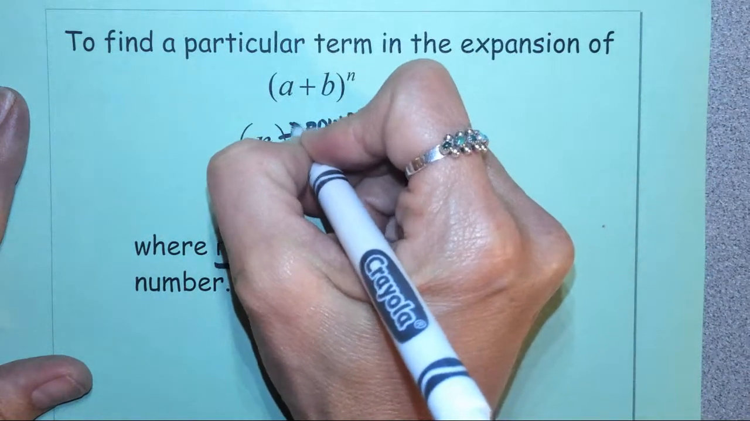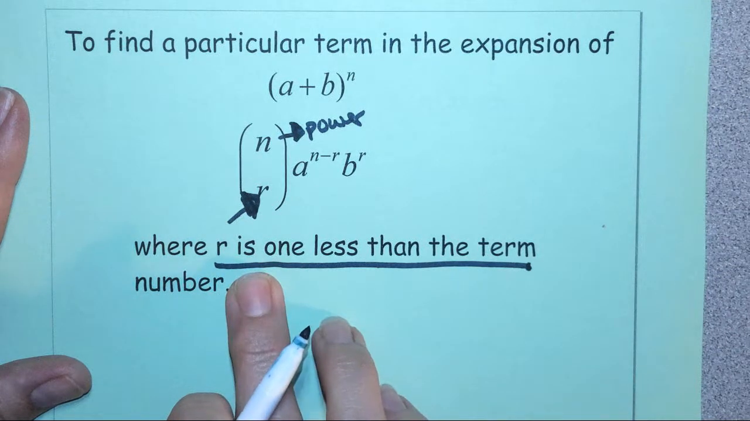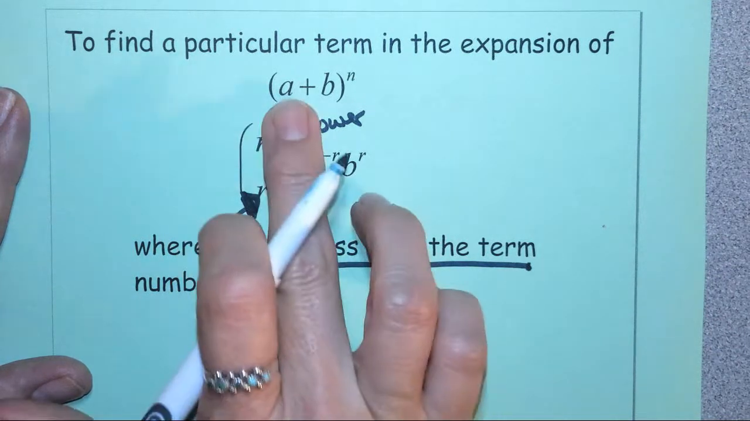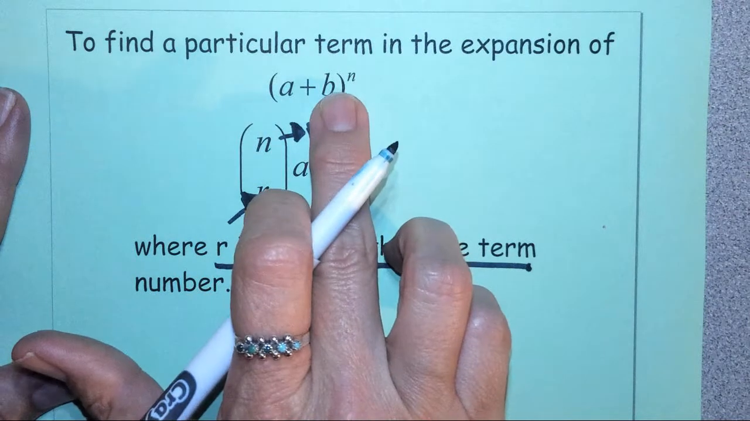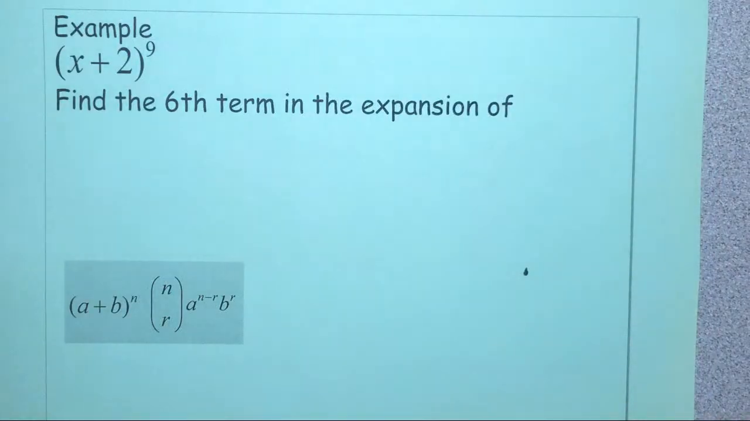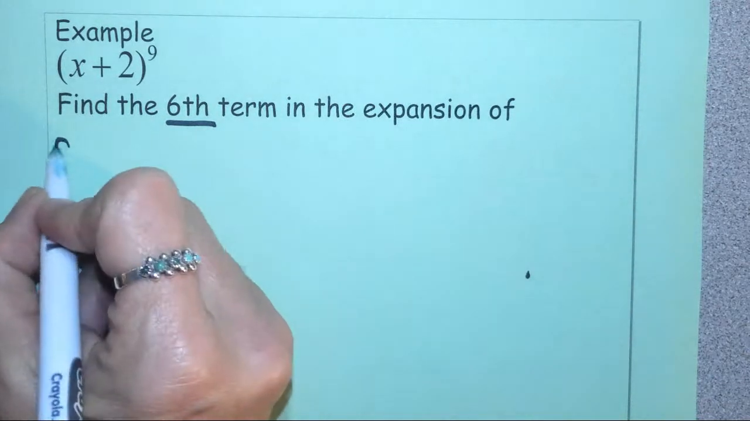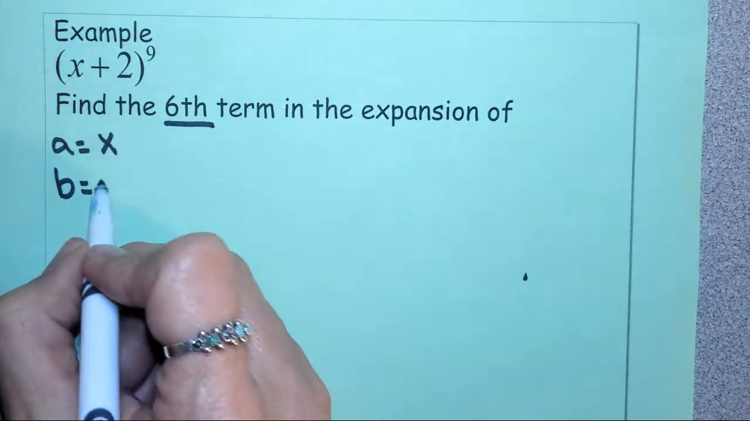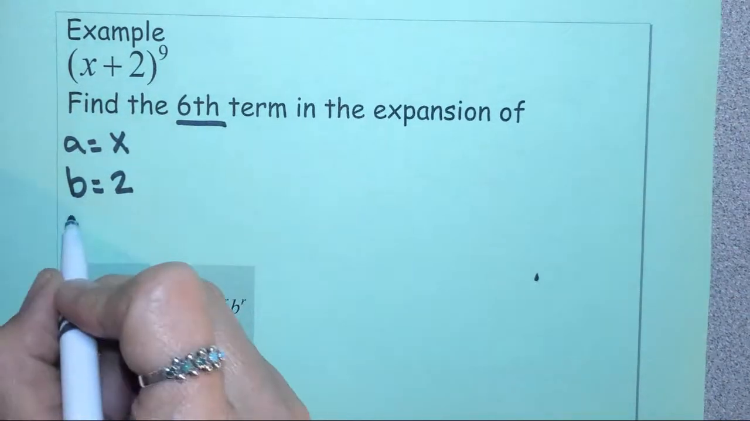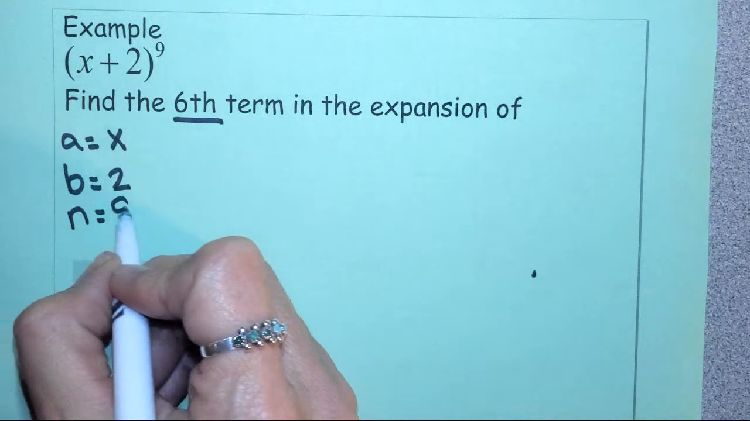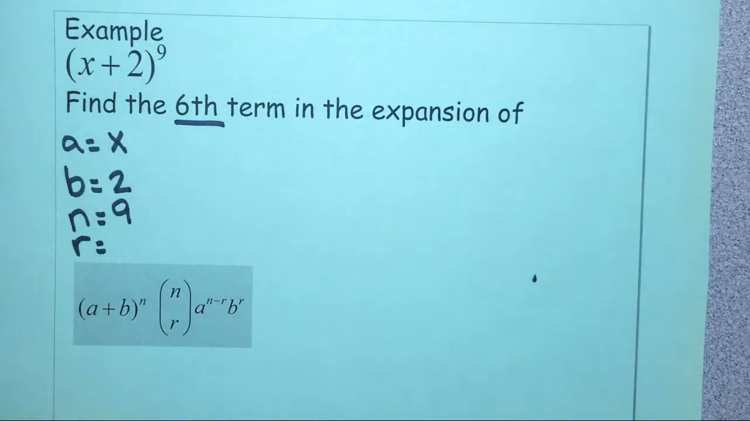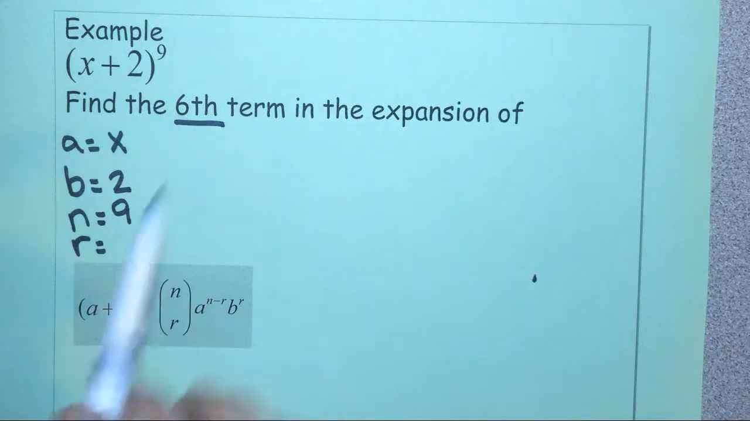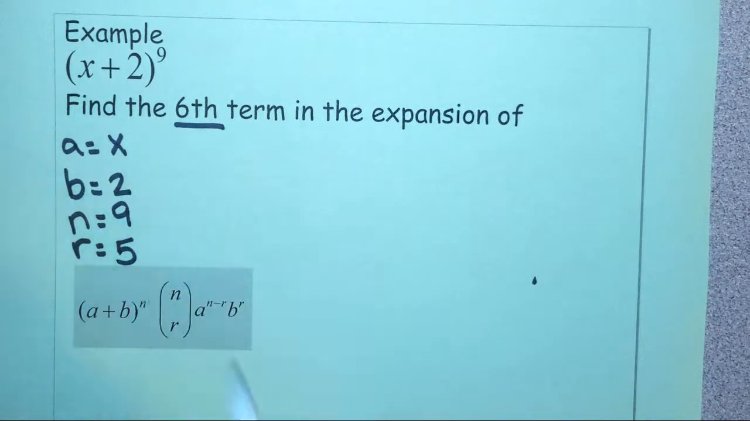Okay? So n is your power. r is 1 minus whatever they ask you for. a is whatever your first number is. b is your second number. All right, so let's go do one. So this one says x plus 2 to the 9th power. And they want me to find the 6th term using this formula. So a is the first number, so it's x. b is the second number, so it's 2. n is your power, so it's 9. And r is 1 minus what they're asking for. So they want the 6th term, so 6 take away 1 is 5.